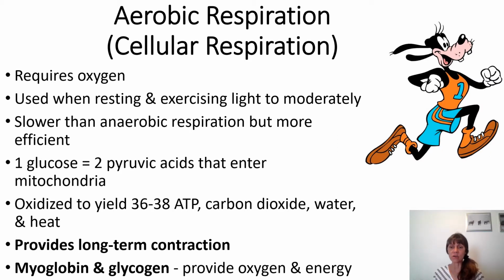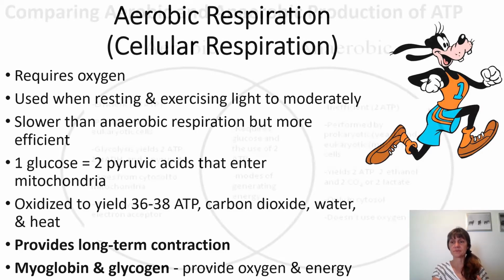Remember that myoglobin is the protein molecule that can help store oxygen. It's similar to hemoglobin in the bloodstream, only myoglobin, the prefix myo means muscle. And glycogen is stored in granules in muscle cells, and that's where we get our oxygen and our energy for aerobic respiration.